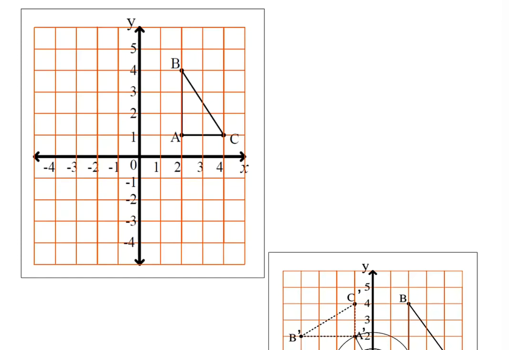So here I have triangle ABC, top left. I'm going to actually rotate it three times, always in an anti-clockwise direction. Anti-clockwise direction is that direction. First, I'm going to rotate it 90 degrees. Some basic things about a 90-degree rotation: in a 90-degree rotation, horizontal lines become vertical and vertical lines become horizontal.